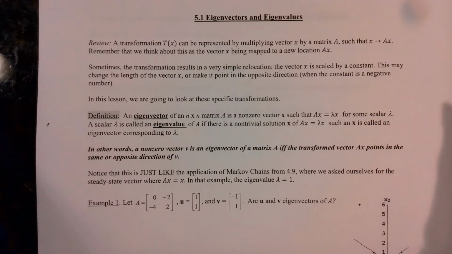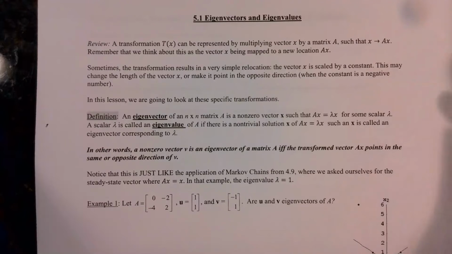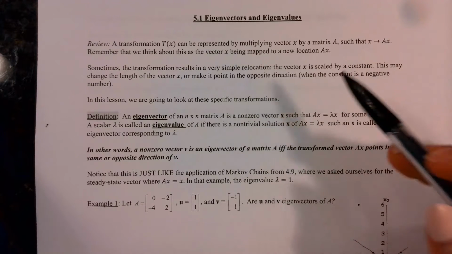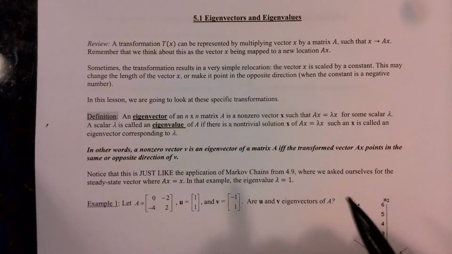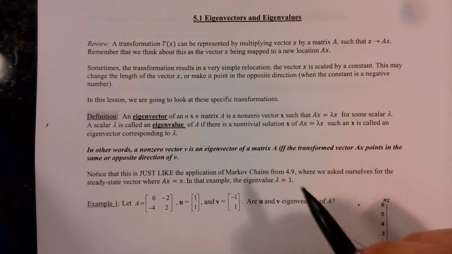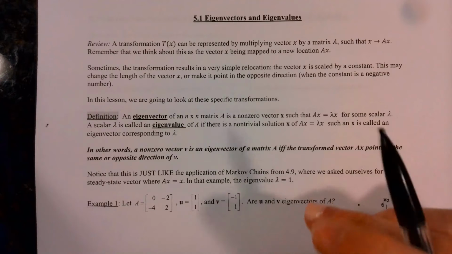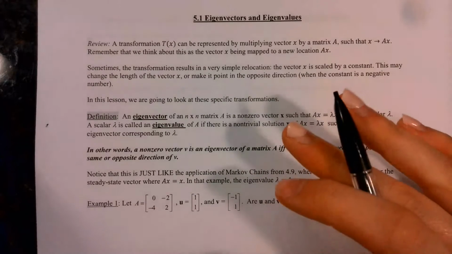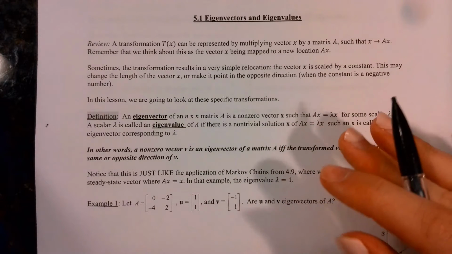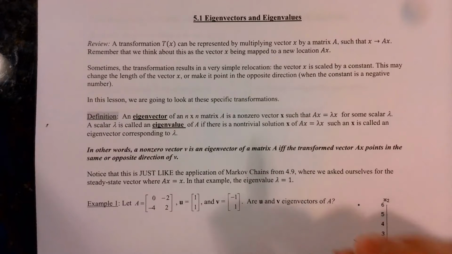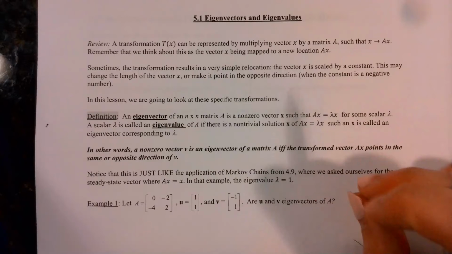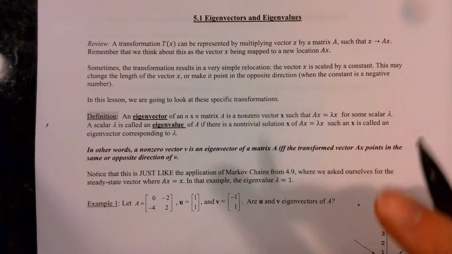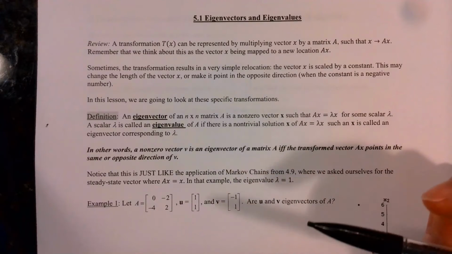All right, welcome back to chapter 5. Today we're going to talk about eigenvectors and eigenvalues. Before we begin, if you are coming into this lesson and you have not done 4.9, learning about Markov chains, stop. Do not pass go, do not collect $200, go back and review 4.9. Maybe have the filled notes up on the side as well so you can get a good handle on how this is related to 4.9, what we just did.